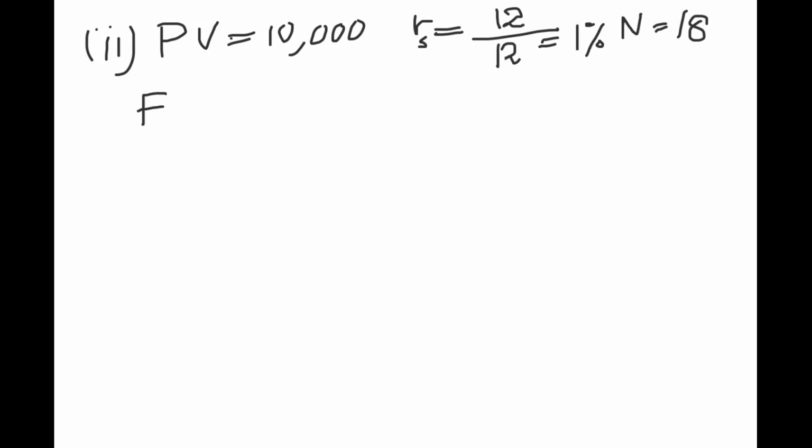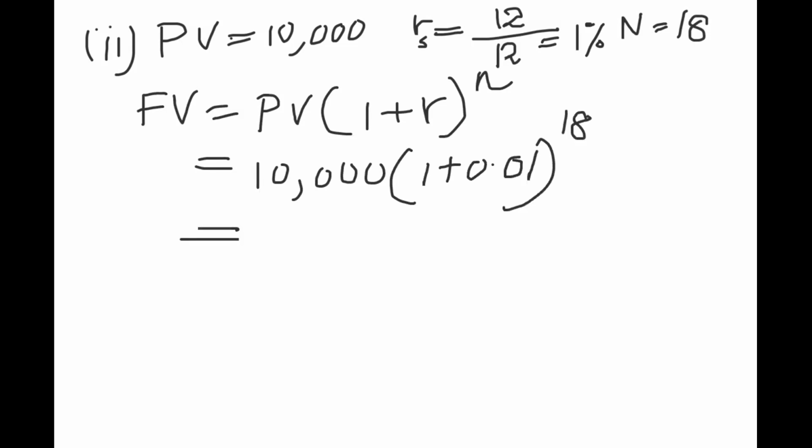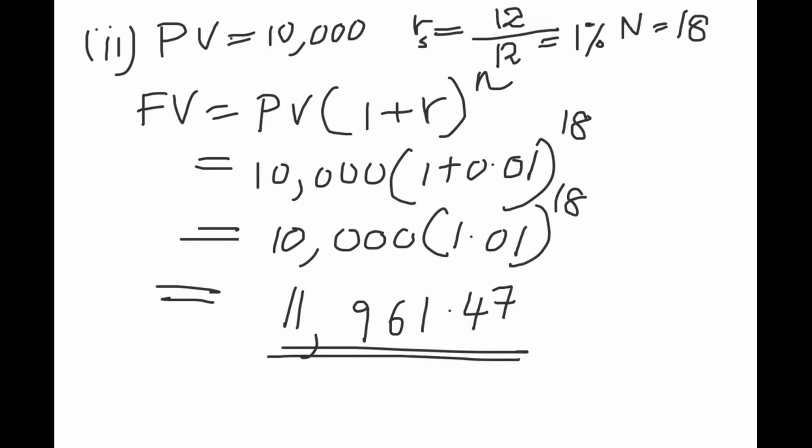Right. Then you have to calculate this by present value times 1 plus R to the power N: 10,000 times 1 plus 0.01 to the power 18 months. Right? Then the answer will be 11,961.47. Right. Then this will be the answer.